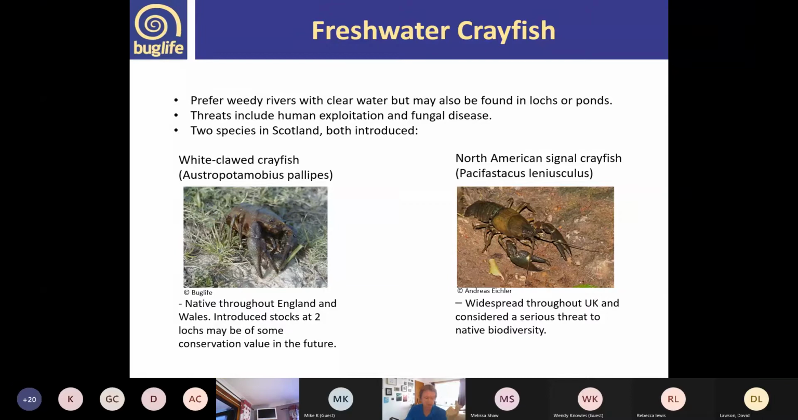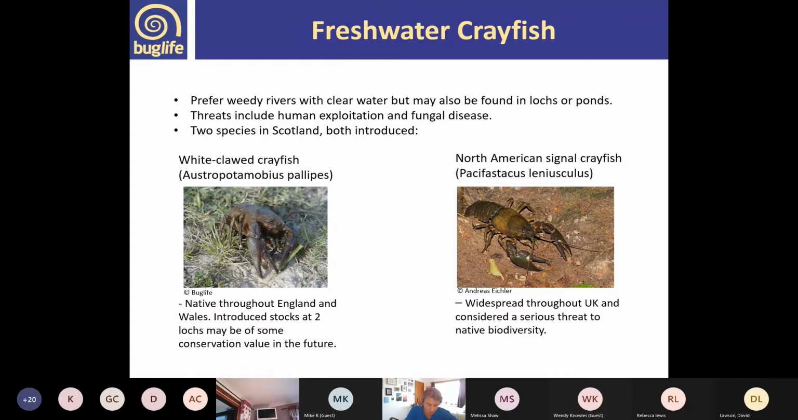The first is the white-clawed crayfish, which has been introduced from England and Wales and is now present in a couple of locations in Scotland. The second is the North American signal crayfish, which has been introduced as an invasive non-native throughout the UK. Stocks of the white-clawed crayfish in Scotland are thought to potentially have some conservation value, as the North American signal crayfish spreads the crayfish plague among native stocks further south.